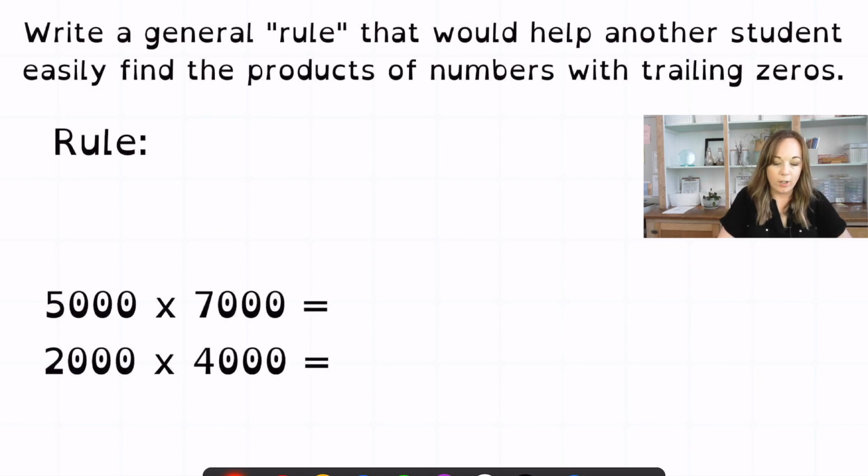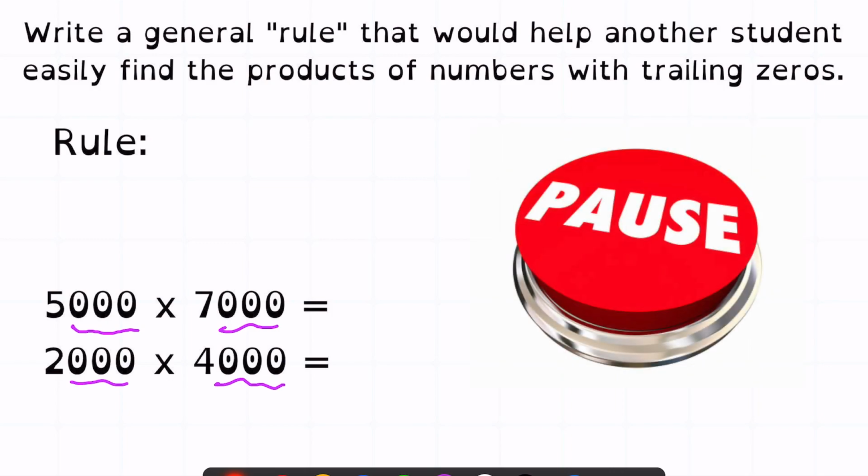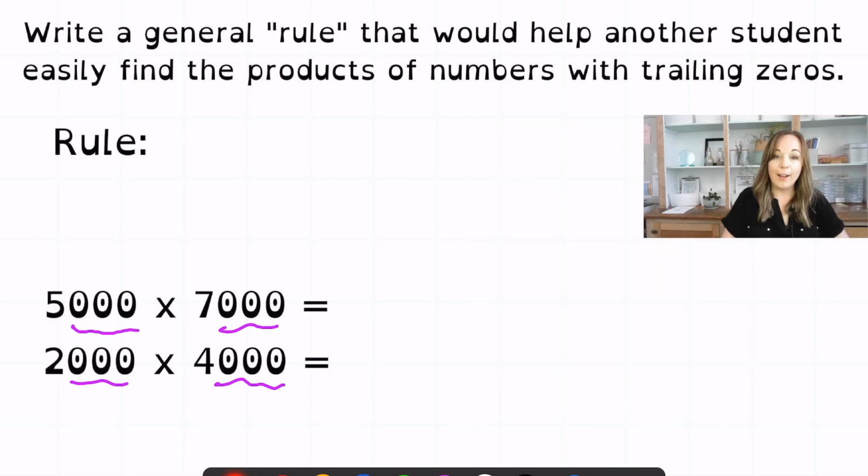So could you write a general rule that would help another student easily find the product of numbers with trailing zeros? So the trailing zeros are just these. They're all of the zeros that follow any non-zero number. As we saw before, we can look at the non-zero parts of the question, 5 and 7. Since 5 times 7 is 35, we know that those digits are going to be the beginning of our answer, the beginning of the product.